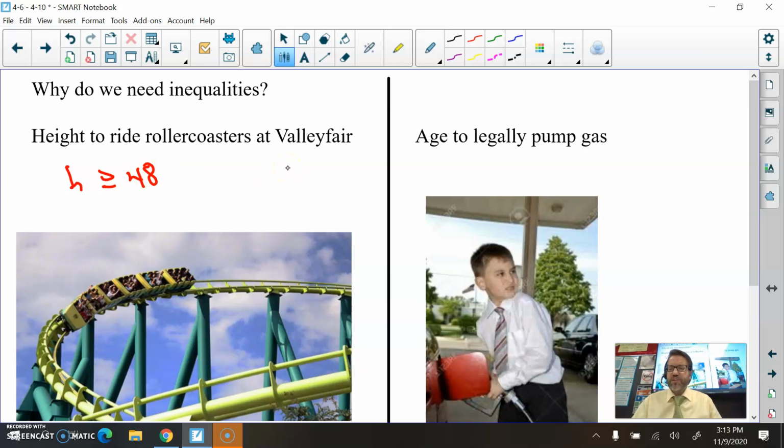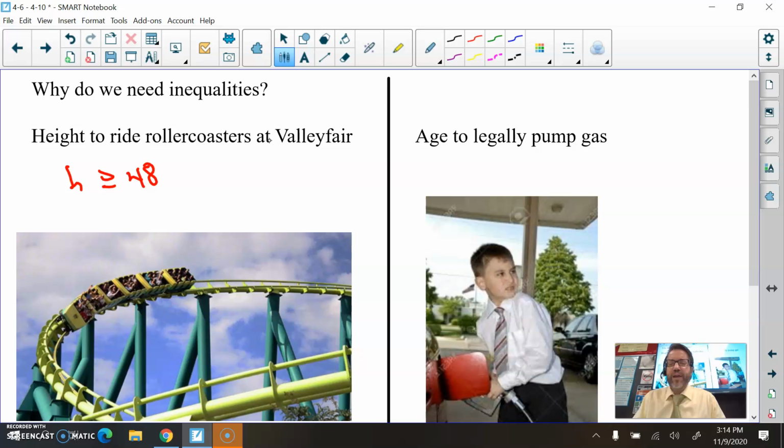So it's a situation where we don't just want an equal sign, because if you were to say you have to be 48 inches tall to ride this ride, well, then I wouldn't be able to ride the ride because I'm not 48 inches tall. I'm taller than that. 48 inches, just so you know, is 4 feet. So then only people that are 48 inches tall would be able to ride on that ride. But we have the greater than in this symbol as well. So if your height is greater than or equal to 48 inches, then you can ride the roller coasters at Valley Fair.